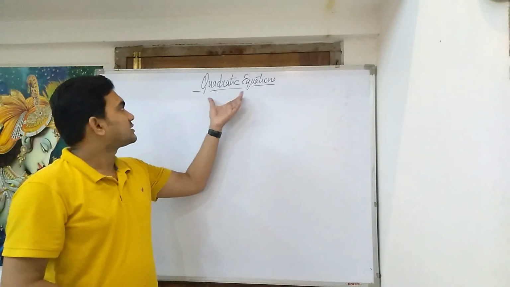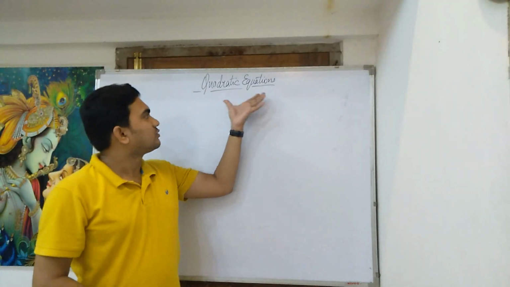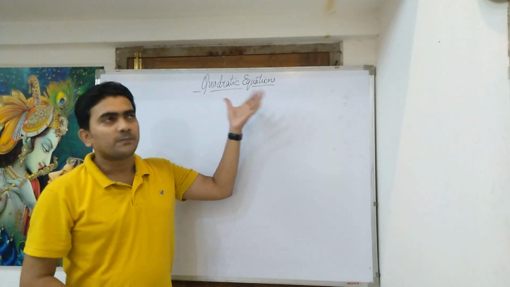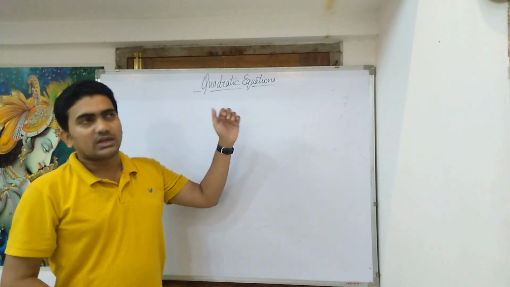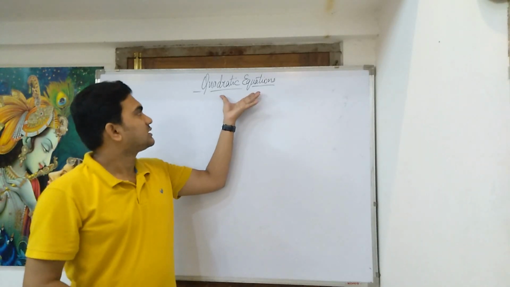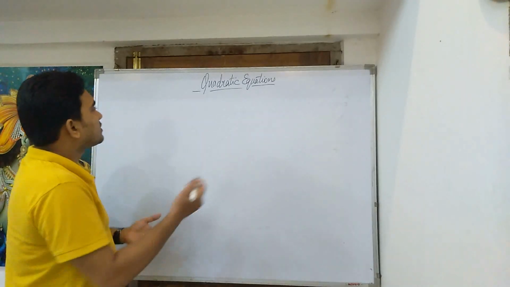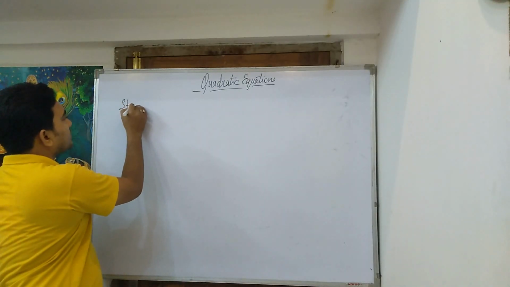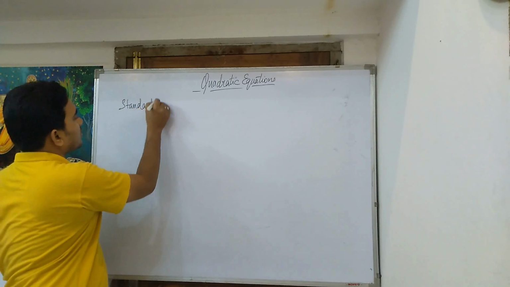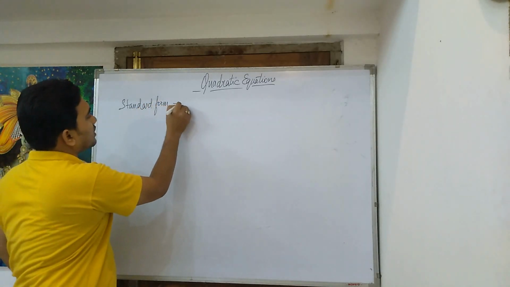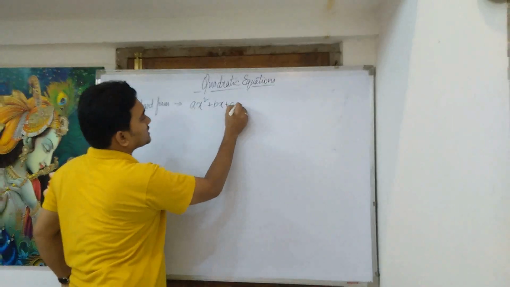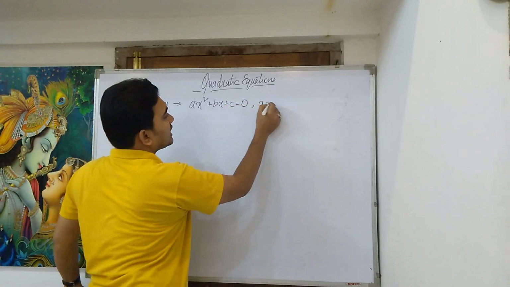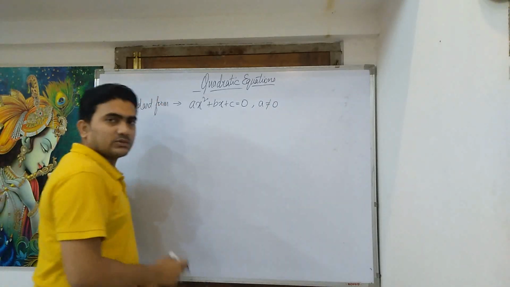So today we will discuss quadratic equations. So what are quadratic equations? Any expression that has a degree of 2 in one variable, we call it a quadratic equation. The standard form of quadratic equation is ax square plus bx plus c equals to 0, where a cannot be 0.